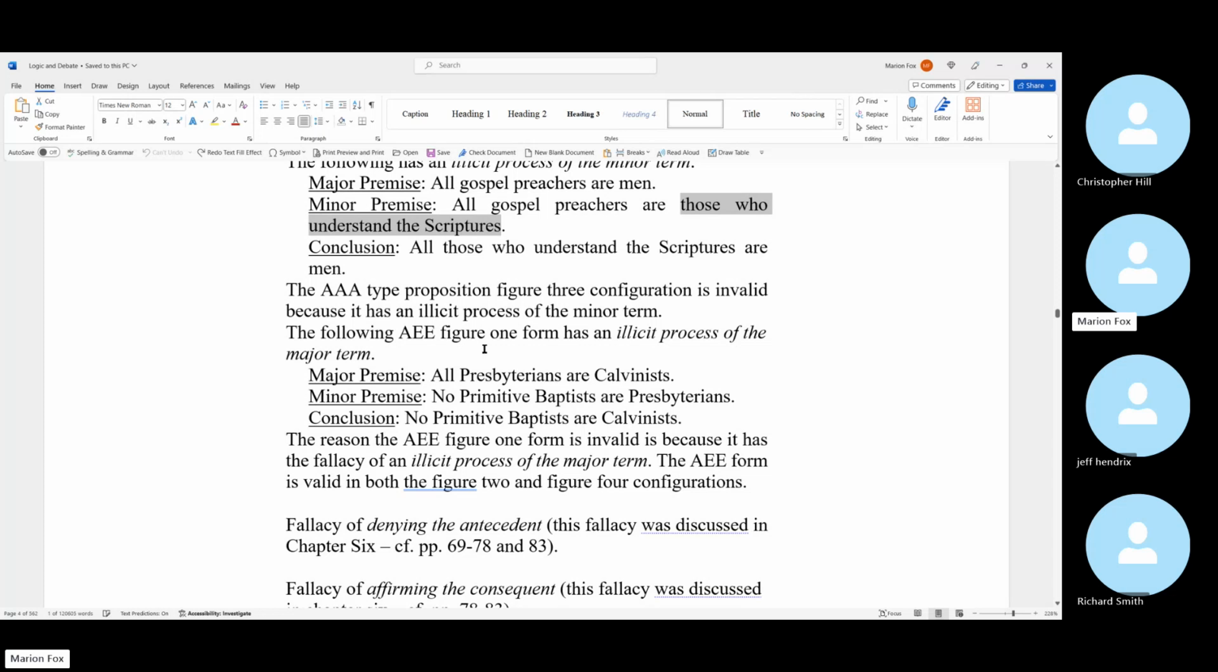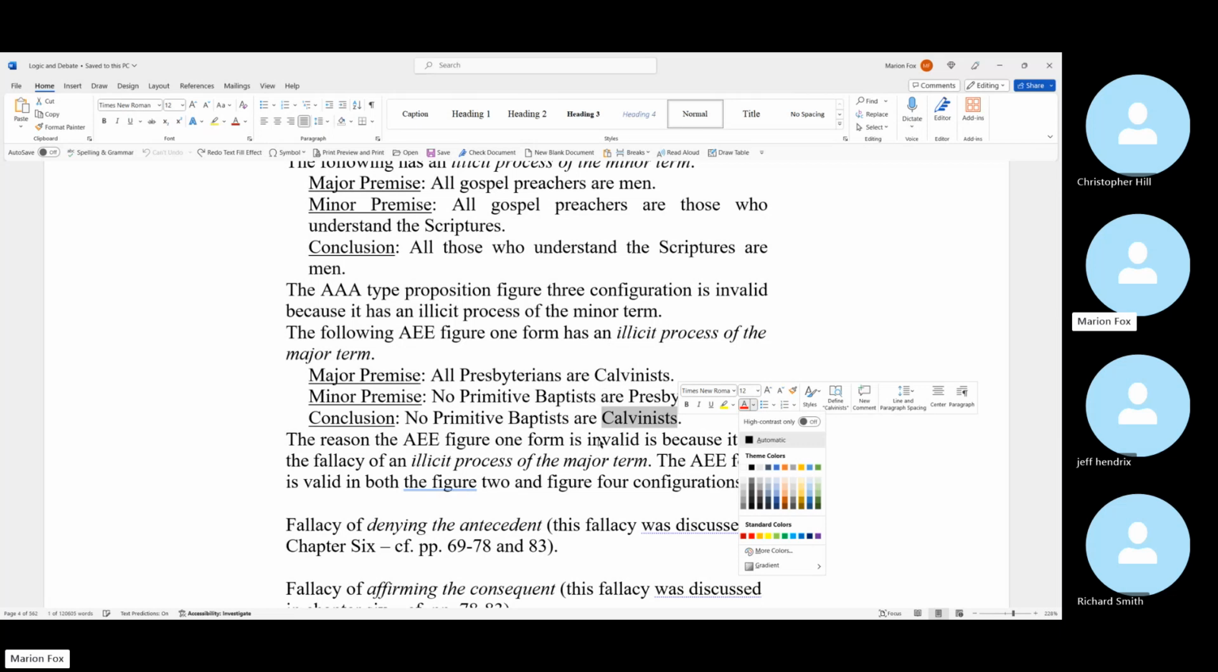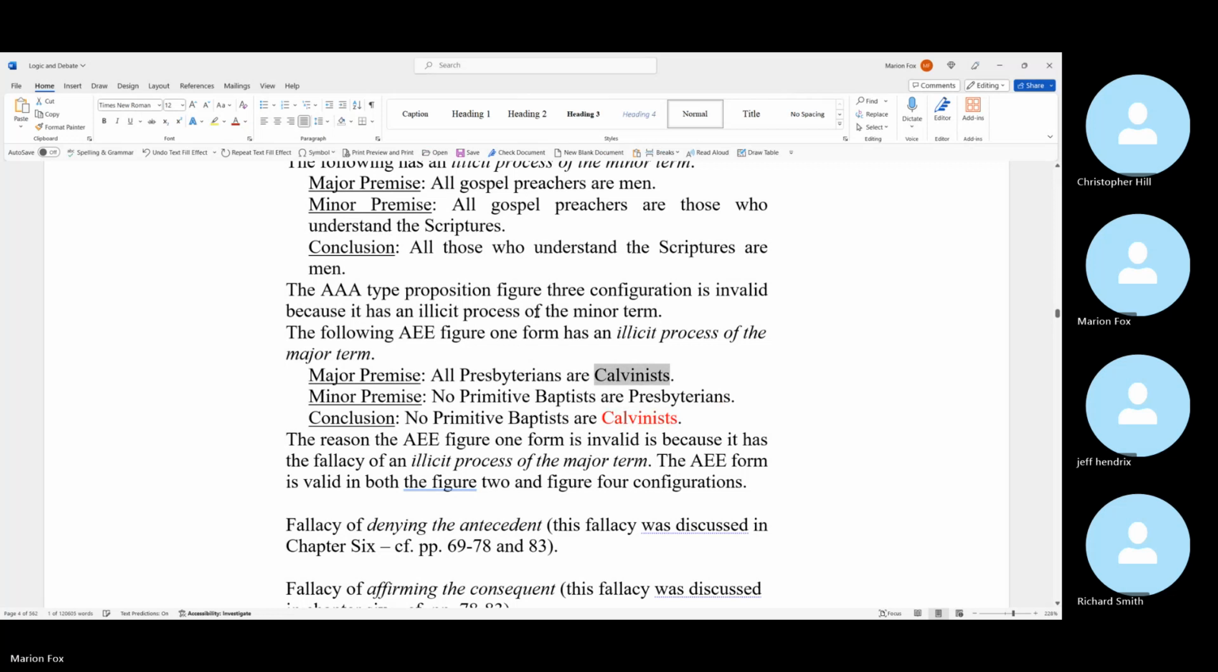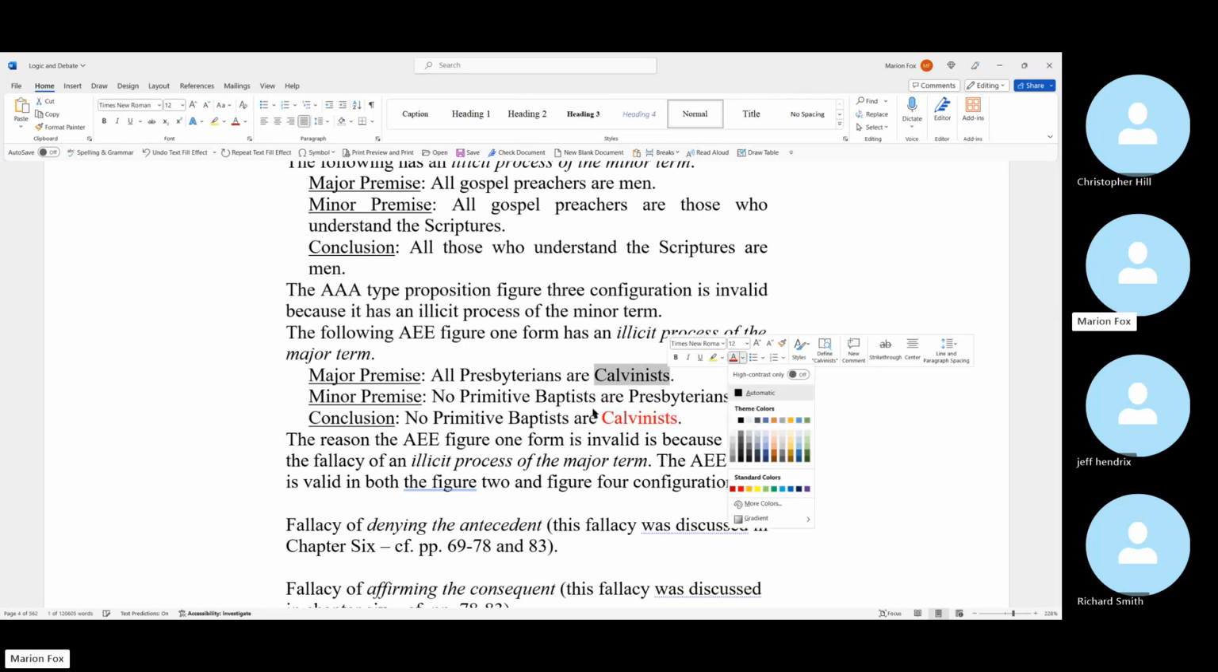Now, the major term is the predicate of the conclusion. All right, so we'll make it red so we can kind of get it lined out. And right up here. All right. Now, this red is in the major premise, and it's also in the conclusion. It's in the right place. It's in the major premise and the conclusion.